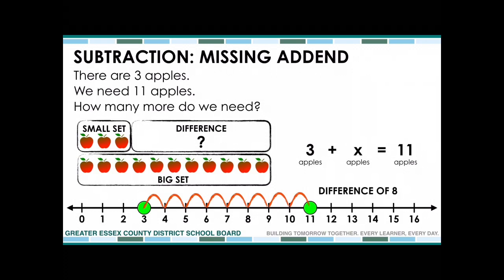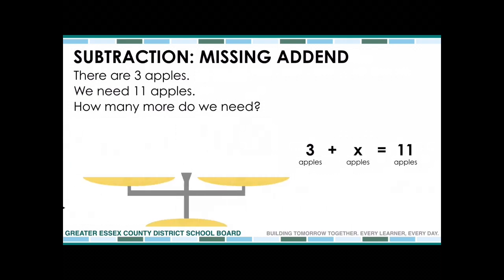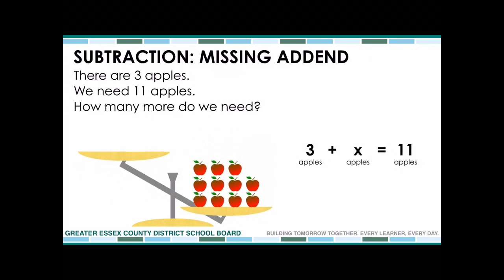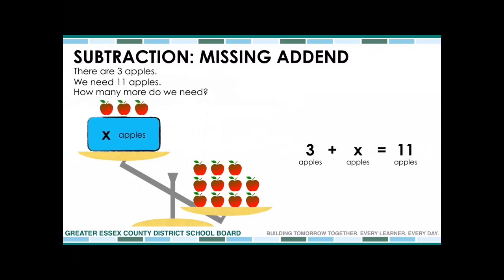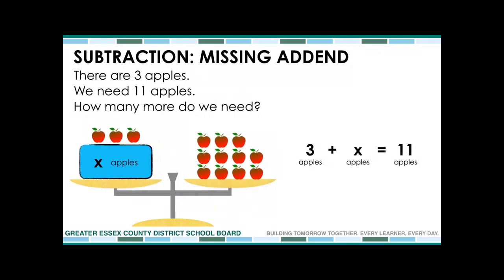And again, we can also access this subtraction problem with a missing addend in this case through the balance model, where we see that there's 11 apples on the right side of the scale, but we're out of balance, as you can imagine. Let's go ahead and put our 3 apples on the left side of the scale. Notice the scale didn't move because we're still out of balance. There's a certain number of apples that we need to add to the left side of the scale in order to make this equation true or make this equation balanced.